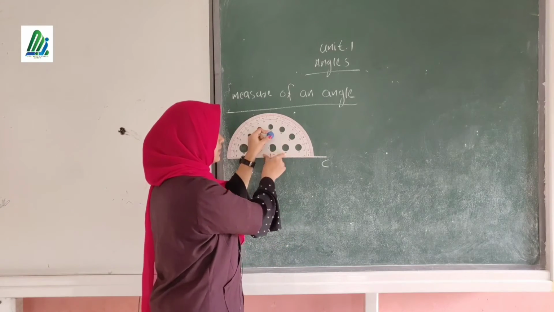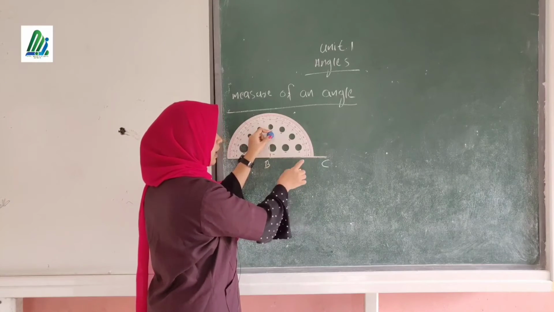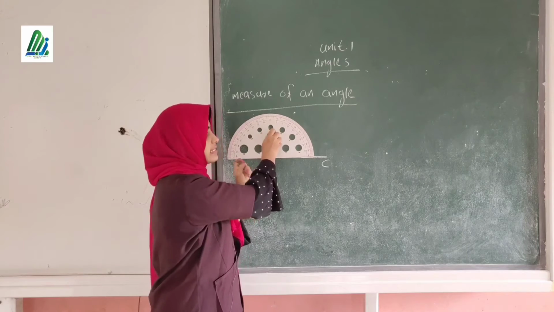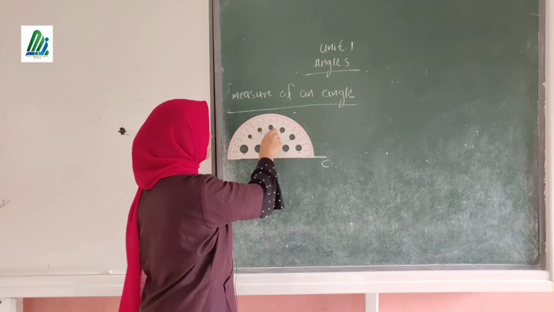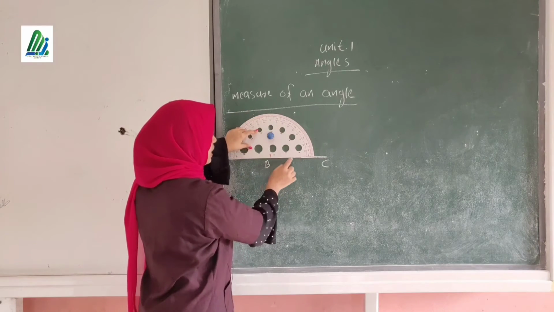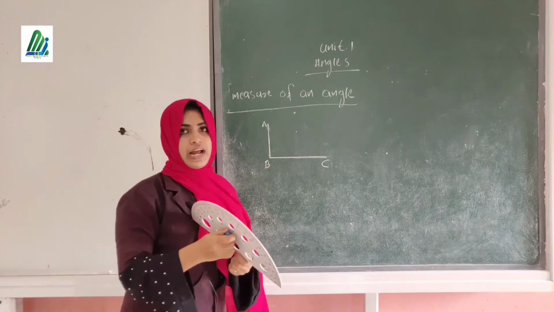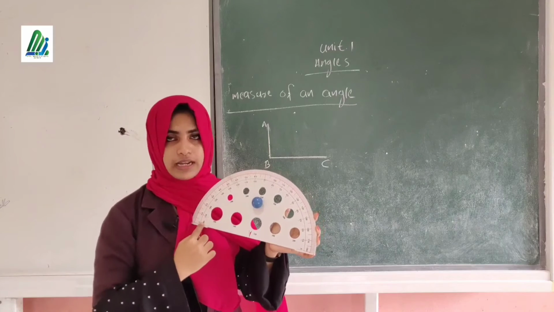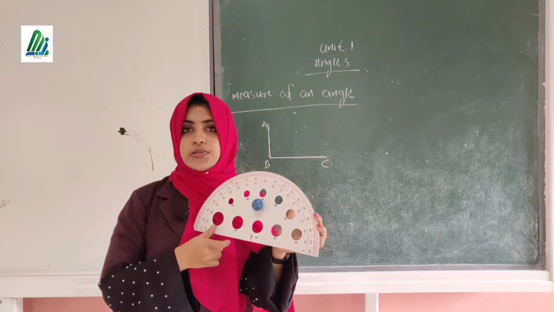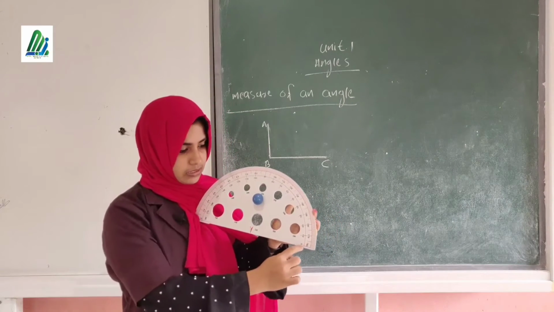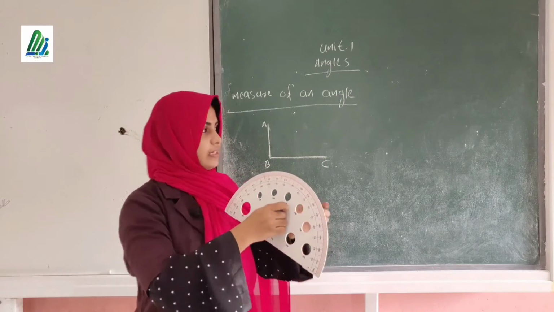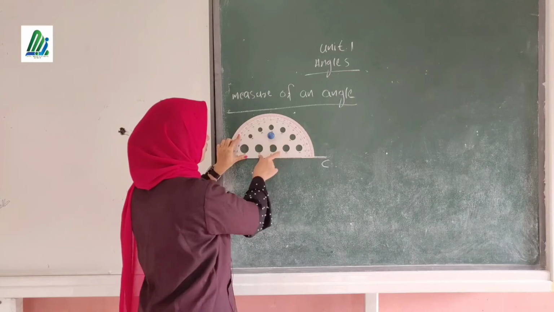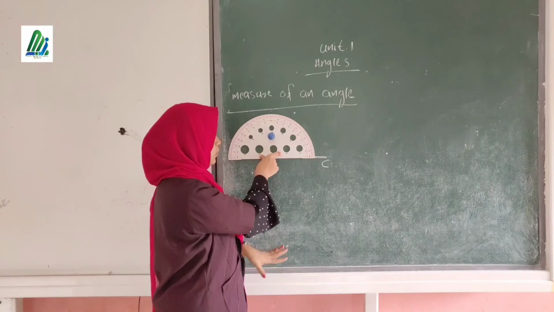And the second thing is, line up one side of the angle with the zero line of the protractor. This is the zero line. Zero line means where you see the number zero. The second thing is, line up one side of an angle with the zero line of the protractor.